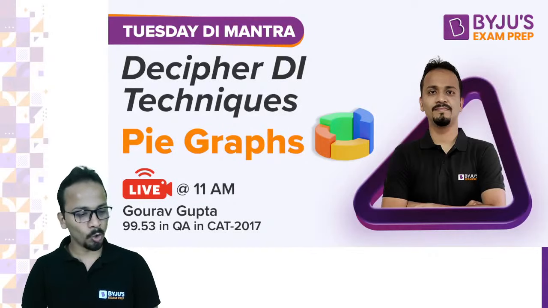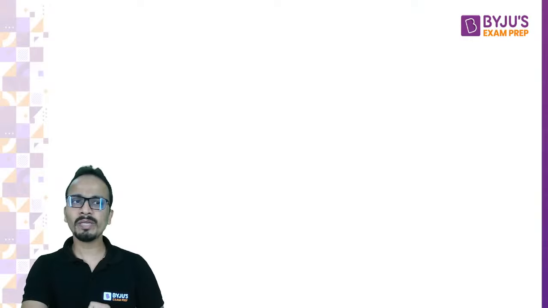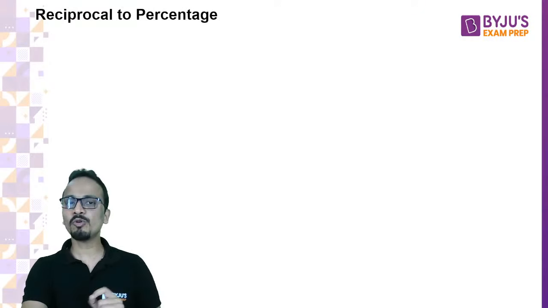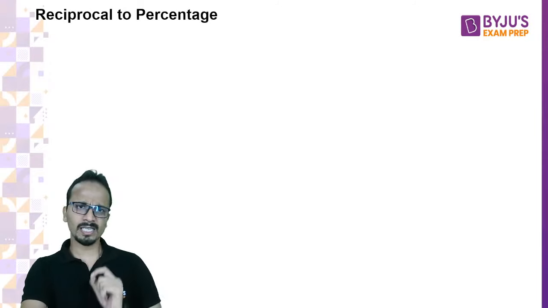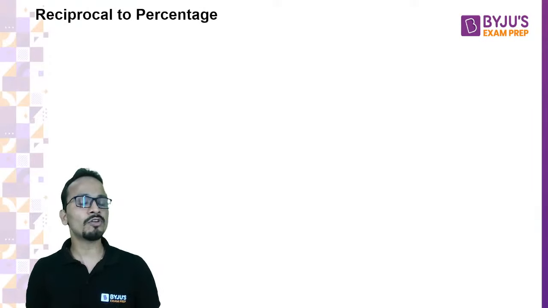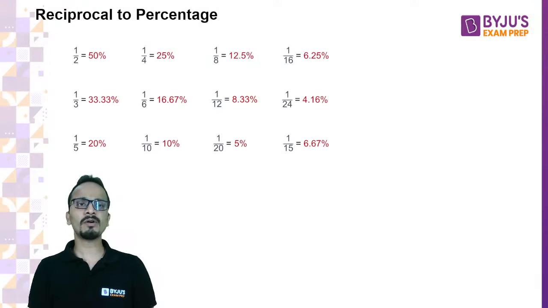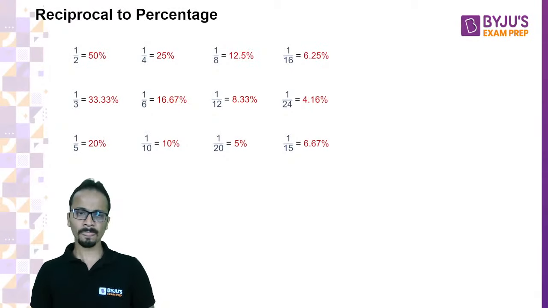All of you, I hope, must be ready. So let's have a look at this. Starting with a basic thing, reciprocals to percentages, or percentage equivalence of some of the fractions. This is a very important thing that will definitely help you in the chapter of percentages when it comes to QA, as well as in saving a lot of time when it comes to questions of data interpretation. Some of the reciprocals to percentages I have mentioned on the screen.